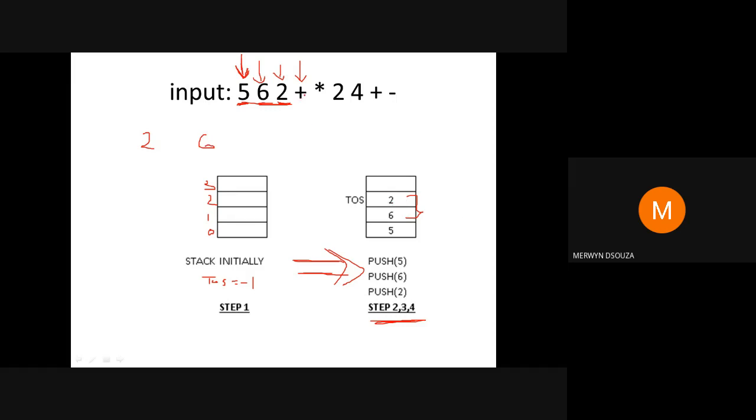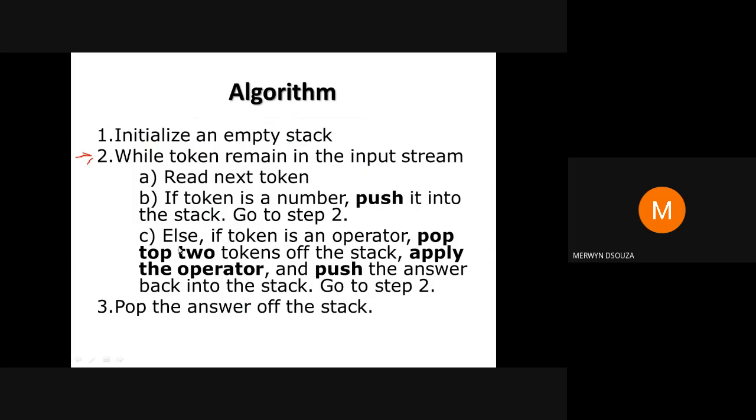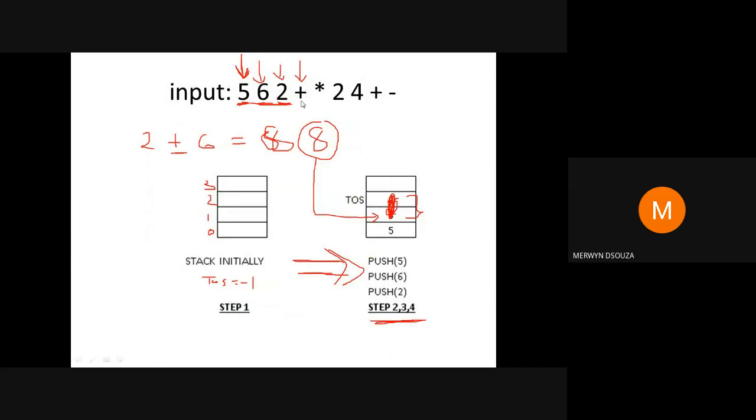After they are popped, I apply this operator: 2 plus 6, I get the answer 8. After popping these values, remember that only 5 remains in the stack, because the others are popped, deleted. After applying the operator, I get the answer 8, and I will push this answer back onto the stack. That is the meaning of this step: if the token is an operator, it is plus.